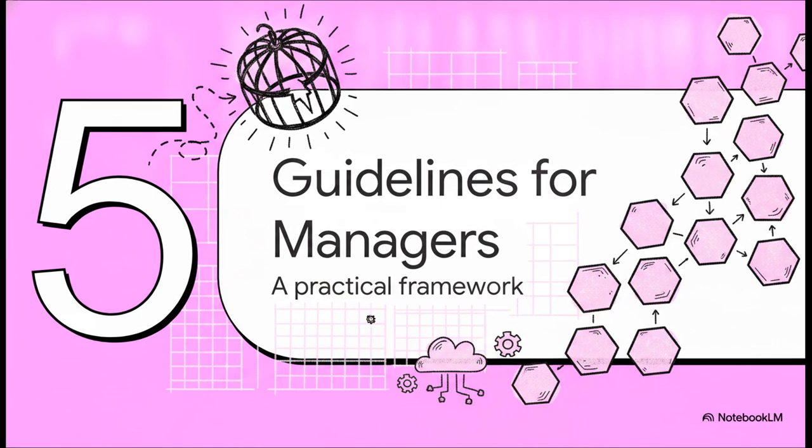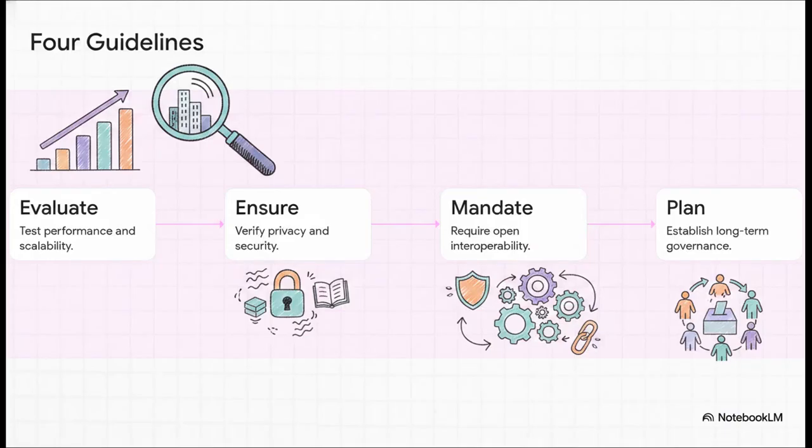So, as system architects and policymakers, how do you actually pull off this transition? Let's walk through a practical framework. Here are 4 specific guidelines that act as your roadmap. Step 1, rigorously test performance and scalability. You've got to make sure the decentralized tech can handle the sheer volume of a modern city's traffic during peak hours. Step 2, verify privacy and security at the code level.